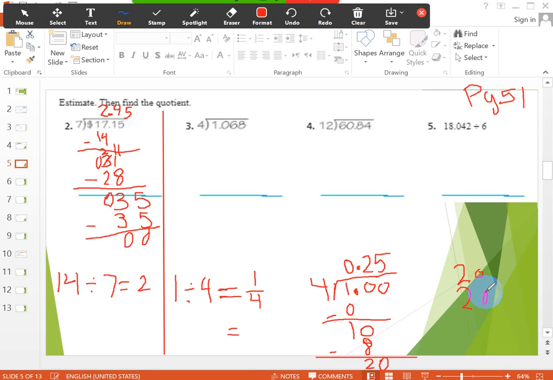Okay? So if you subtract the number, the remainder will be 0. So the estimation right here, the quotient will be close to 0.25 hundredths. Okay? This is how I will find the estimation.